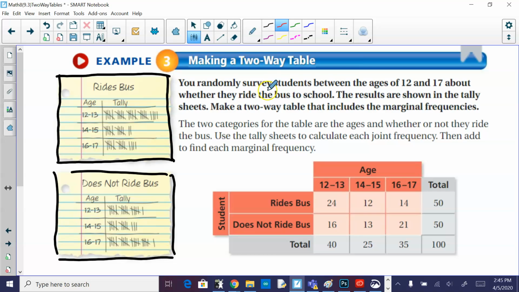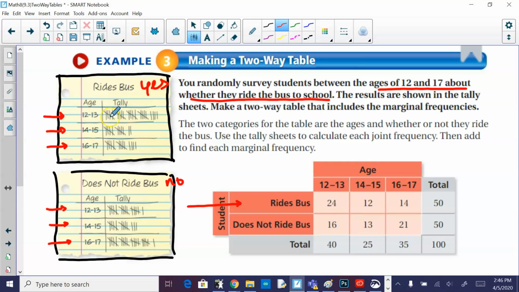So let's take a look at how this works. The question is, you randomly survey students between the ages of 12 and 17 about whether they ride the bus to school or do not ride the bus to school. So this page here is a yes, they ride the bus to school. This is a no, they do not ride the bus to school. And on each page, it looks like the data is again divided by age. This is the yes, they ride the bus to school, and it looks like this row here is yes, they do ride the bus.